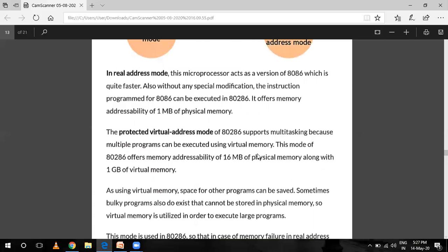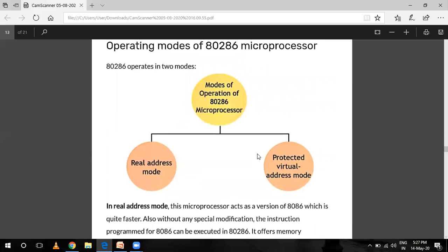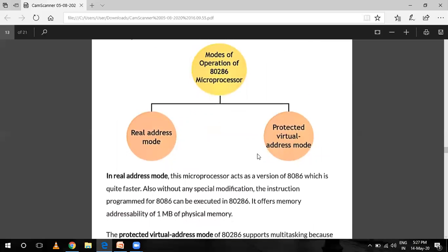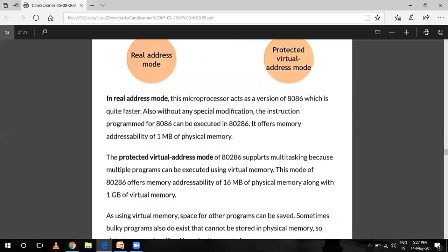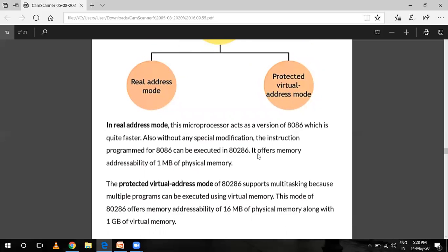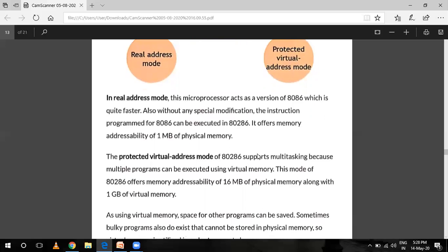Sometimes a question comes in the paper: Explain the operating modes of 80286. So simple, there is nothing in it: in real mode, 80286 acts like a simple 8086 and the addressing ability is 1 MB of physical memory, whereas in protected virtual address mode the addressing capability of 80286 becomes 16 MB of physical memory along with the 1 GB of virtual memory.